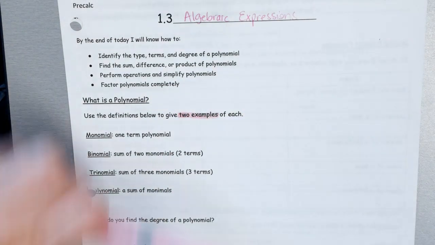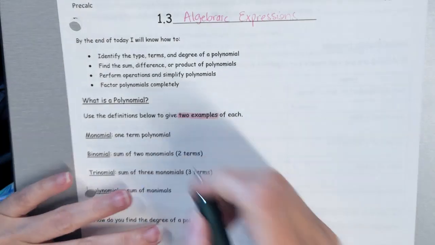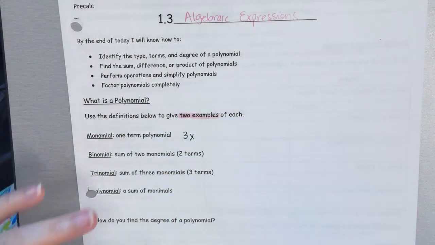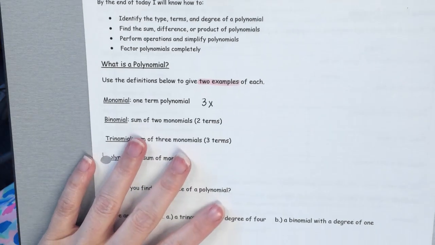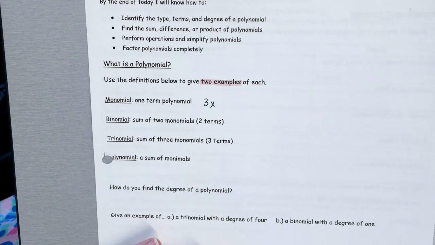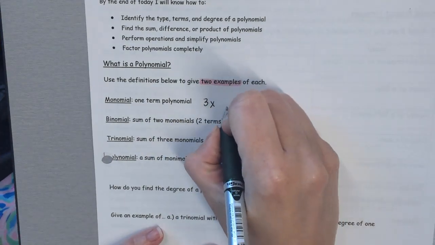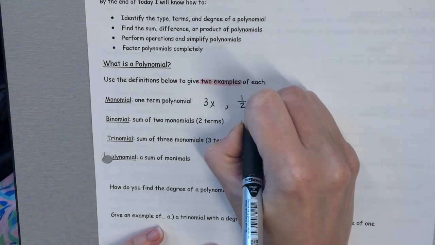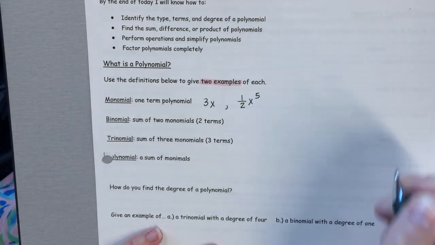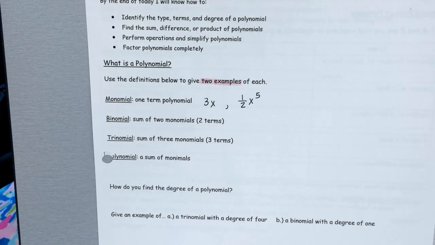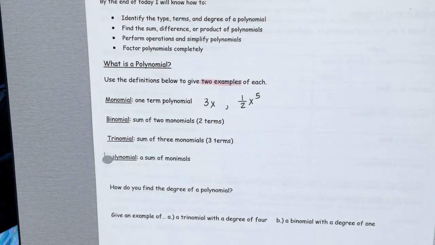Okay, so there's many different examples of monomials. You can have something like 3x, so a coefficient and a variable. Okay, you can also have something like 1/2 x to the 5th. Okay, so it's just the one term, so you cannot have any addition or subtraction in between these. Okay, are there any that you guys came up with that you want to check with me to make sure it's a monomial?